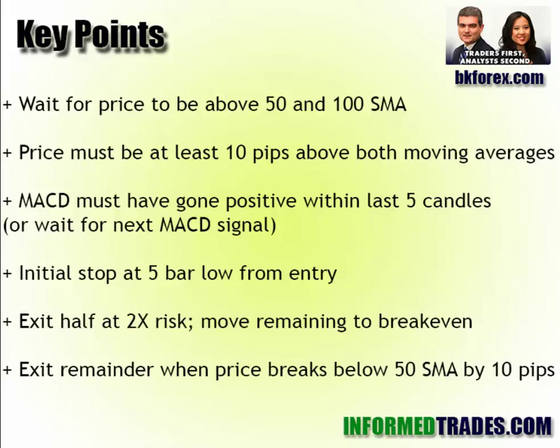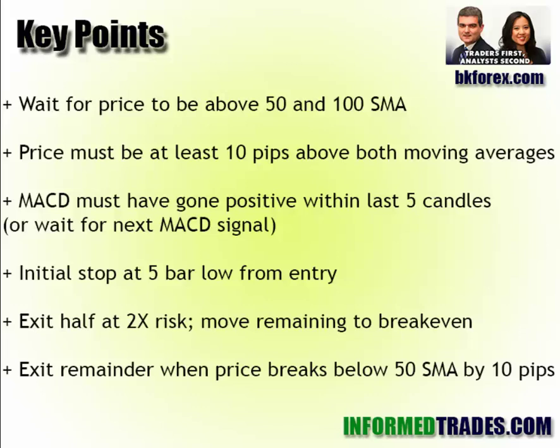Place your stop below there. Then calculate how much you've risked, so that might be 30 pips or 50 pips or 100 or whatever. Multiply that by 2, and that is your first profit target. So when price goes twice the distance from where you enter to your stop loss, you take off half, and then you exit the remainder when price breaks below the 50 simple moving average by 10 pips.